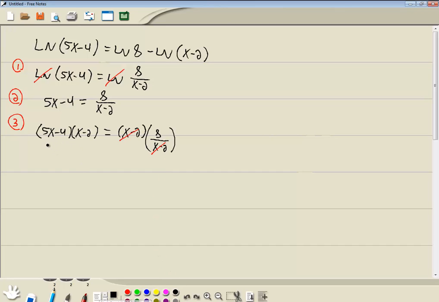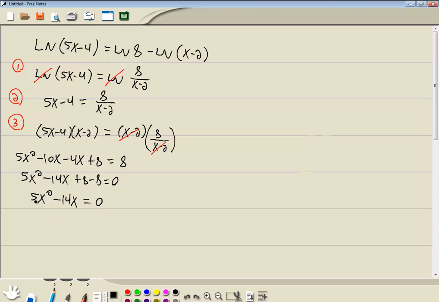And over on this side, we're going to multiply these together, FOIL it if you learned that technique. 5x times x is 5x squared. 5x times negative 2 is negative 10x. Negative 4 times x is negative 4x. And negative 4 times negative 2 is positive 8. Equals 8. Combine like terms. We've got 5x squared, negative 10 and negative 4 is negative 14x. Bring the 8 over, because we know with a quadratic we have to have 0 on one side. So we've got 5x squared minus 14x, and 8 minus 8 drops away, equals 0.